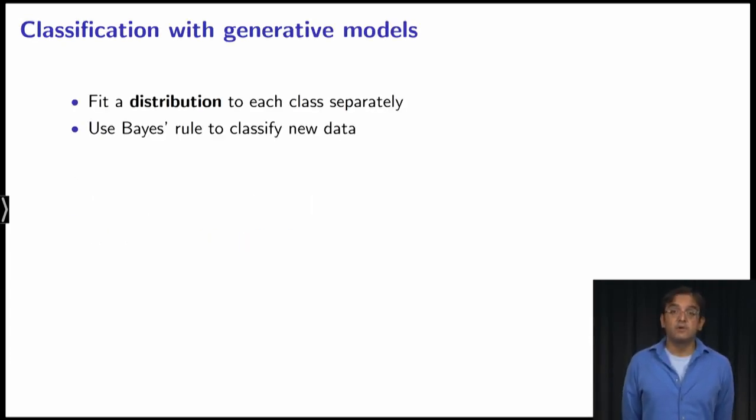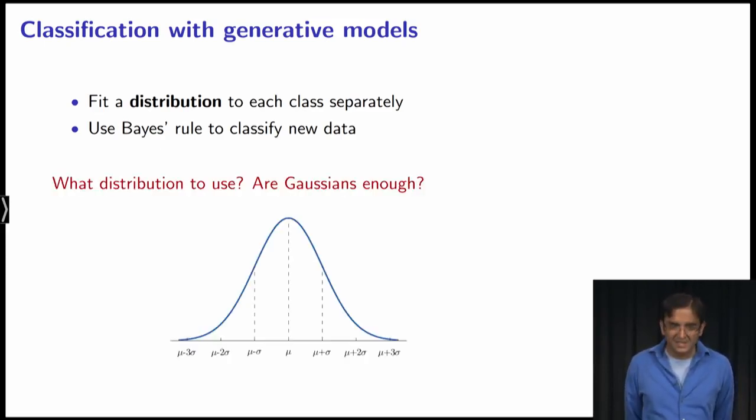In the generative approach to classification, the main idea is to fit a distribution to each class separately. When a new data point arises, we classify it by just using Bayes' rule. Now, so far, we've focused exclusively on using Gaussian distributions for each class. Indeed, this is the single most important case. But are there situations in which a Gaussian distribution would not be suitable? And indeed, there are many such situations.